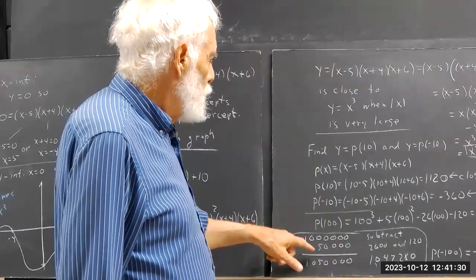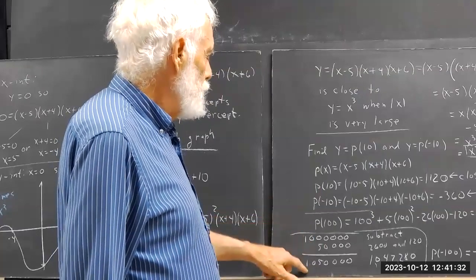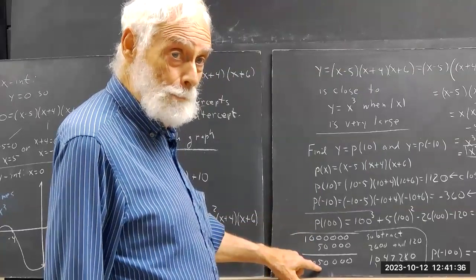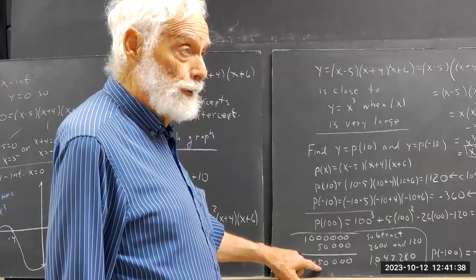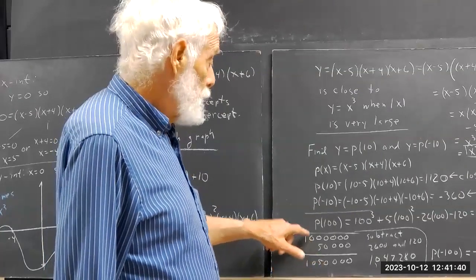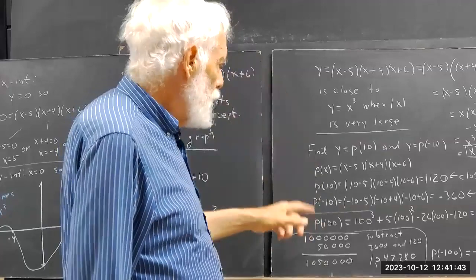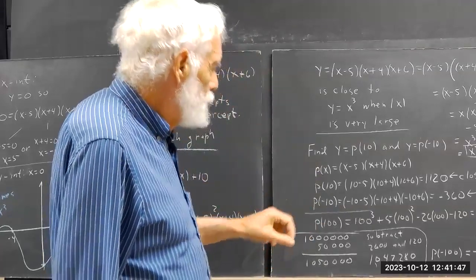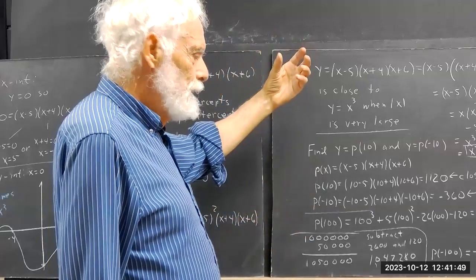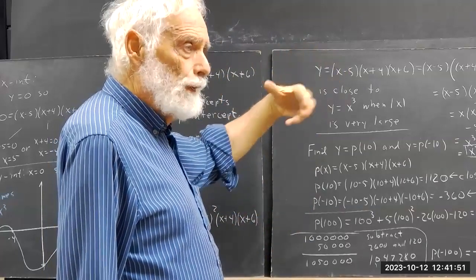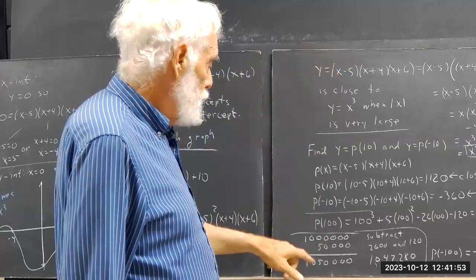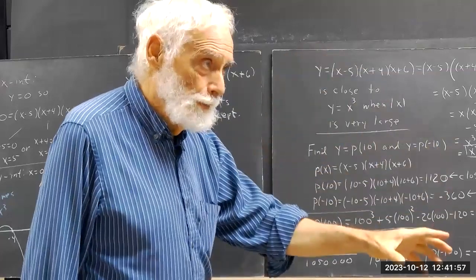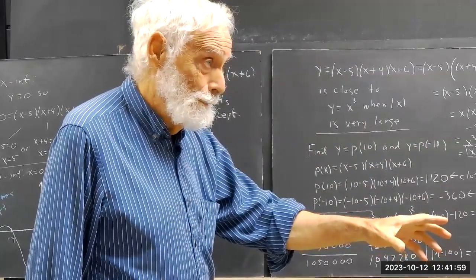The difference between 1,000,000 and 1,000,000 plus 50,000 is out here in the third figure, okay? It's only about a 5% difference. So that when x is equal to 100, p of x is equal to just x cubed within about 5%. And if we used 1,000 here, it would be about 0.05%. Okay?